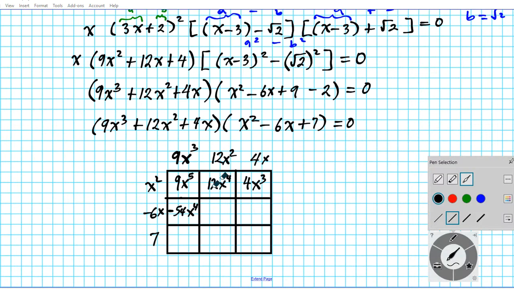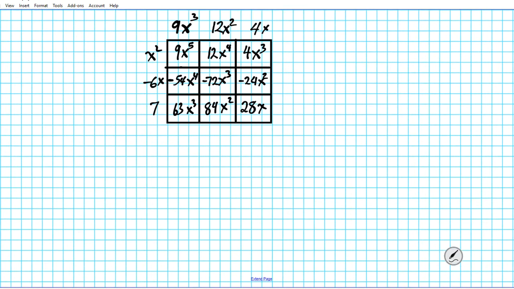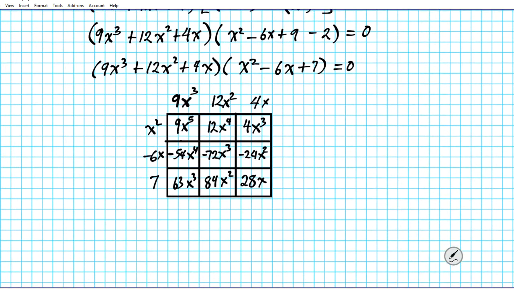And 12x squared times negative 6x is going to be negative 72x to the third. 4x times negative 6x is negative 24x squared. 9x cubed times 7 is 63x cubed. 12x squared times 7 is 84x squared. And then 4x times 7 is 28x. Okay? We're just going to combine like terms and that will be our final answer.